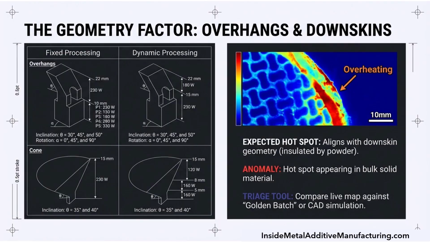An overheating signature is actually expected at downskin geometries due to the powder insulation effect. The real triage tool is comparing your live map against a golden batch or CAD simulation to determine if a hotspot is a normal geometric result or a true process anomaly.